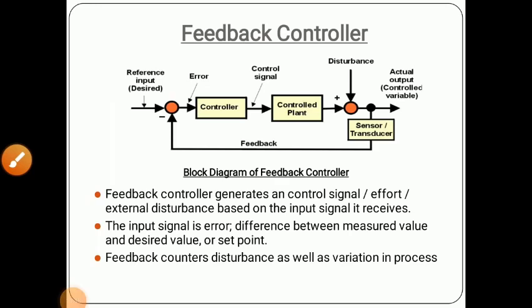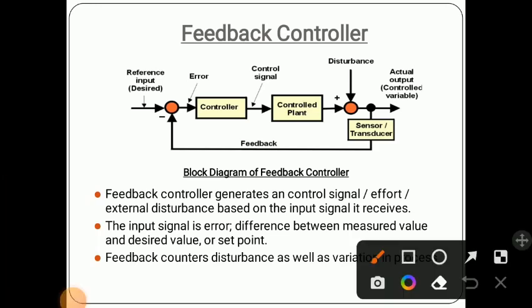So you understand, what is the controller's input? It is the error signal. And what is the output of the controller? It is the control signal, also called effort. This control signal is given to the plant so that the plant gets controlled. In order to control the plant, we require some signal, a control signal. This control signal is generated by the controller, the plant is controlled, and finally we get the actual output. The actual output is nothing but the controlled variable. You understand the meaning? Controlled means it is already a controlled variable.